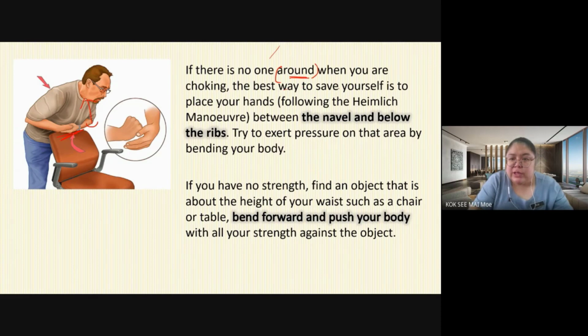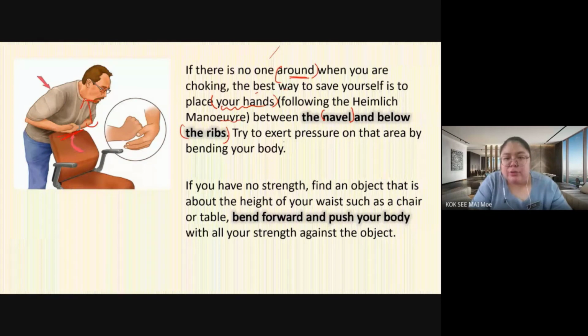The best way to save yourself is to use your own hand, following the Heimlich maneuver. Follow the steps for the Heimlich maneuver, between the navel and below the ribs. So your hand must be put at this location. After that, you try to exert pressure on the area you put your hand, by bending the body. Bend the body, then use your hand to jerk by yourself.